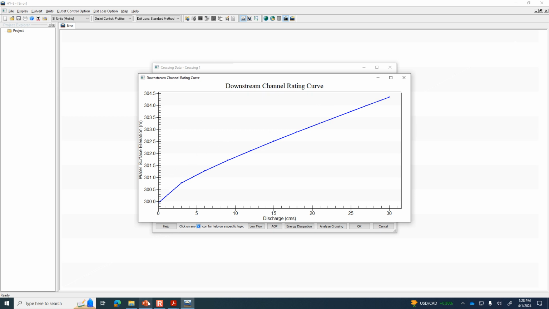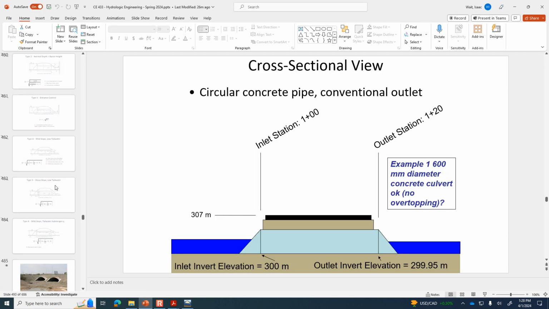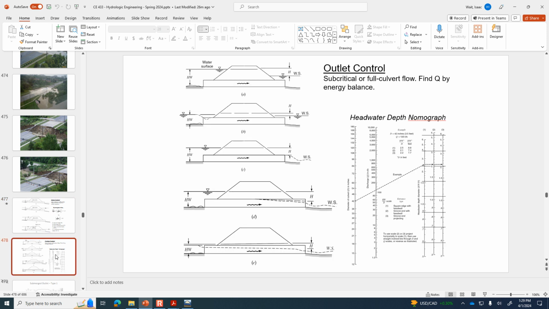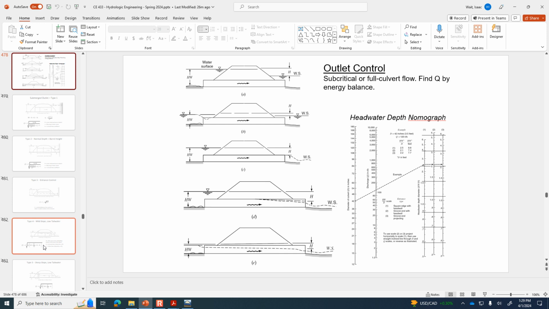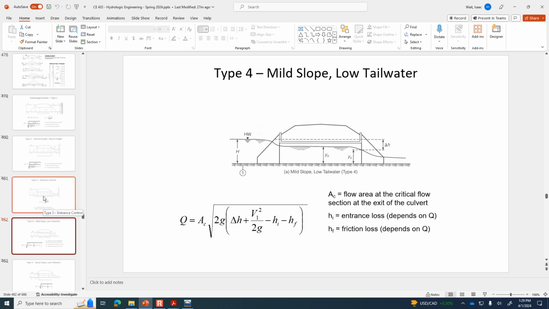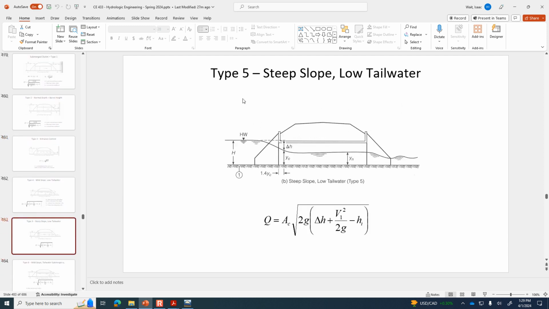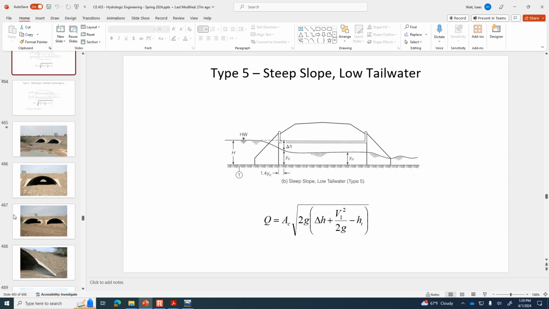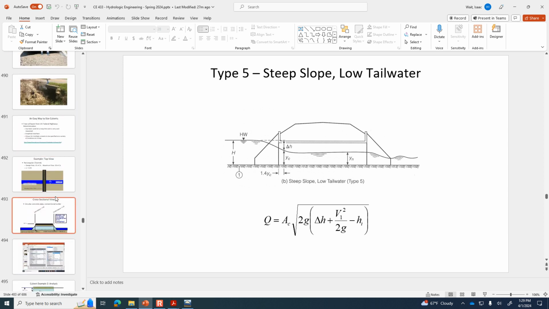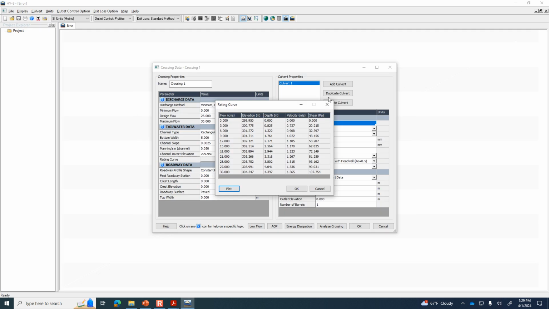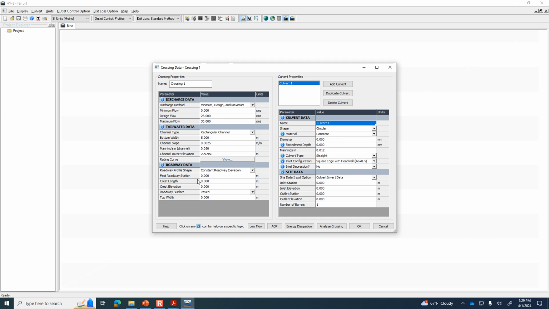So this is important because it's going to be telling us how deep the water is downstream, and it's part of what HY8 uses to determine whether you've got inlet control or outlet control. And once you know whether it's inlet or outlet, there are all these different equations that apply depending on what kind of flow characteristics exist inside the culvert. All right, so we have calculated the tailwater rating curve. Any questions so far? Now let's put in the roadway data.